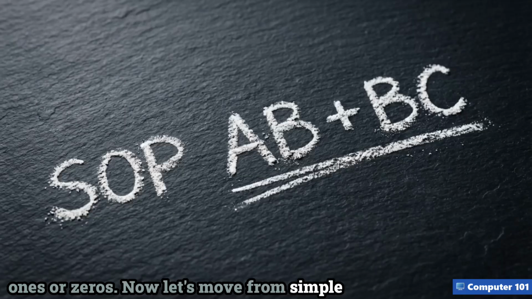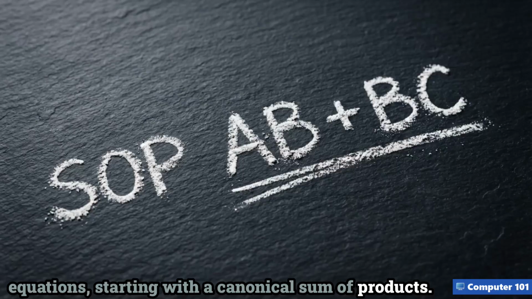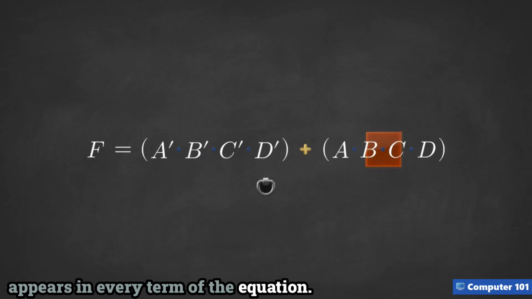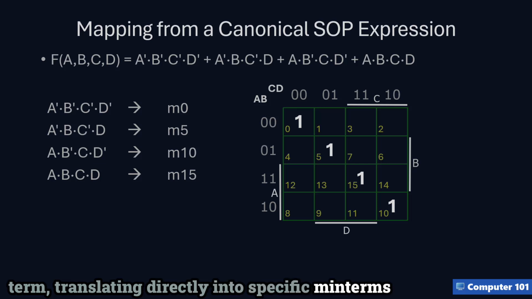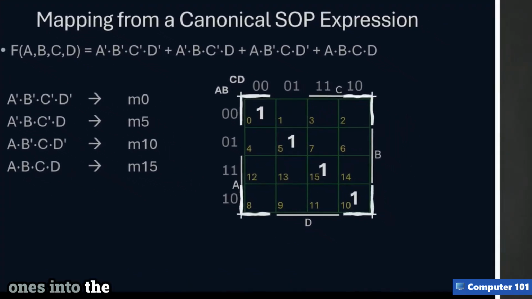Now let's move from simple lists to full equations, starting with a canonical sum of products. Canonical means every single variable, A, B, C, and D, appears in every term of the equation. This canonical SOP expression contains all four variables in each term, translating directly into specific minterms like M0, M5, M10, and M15. You finalize the map by placing 1s into the exact cells matching those minterm addresses.